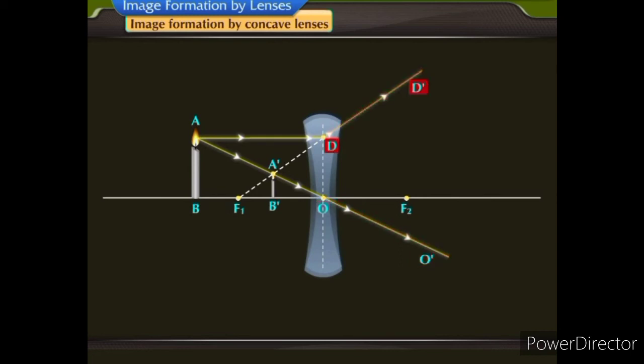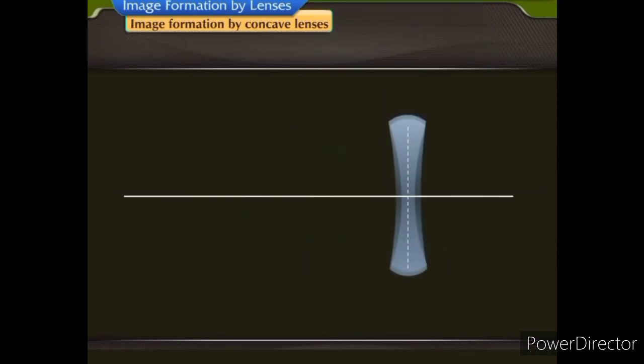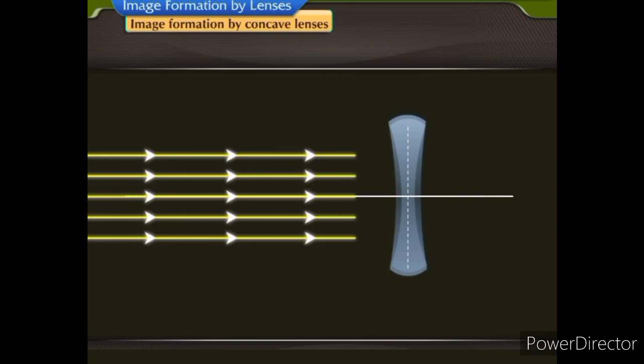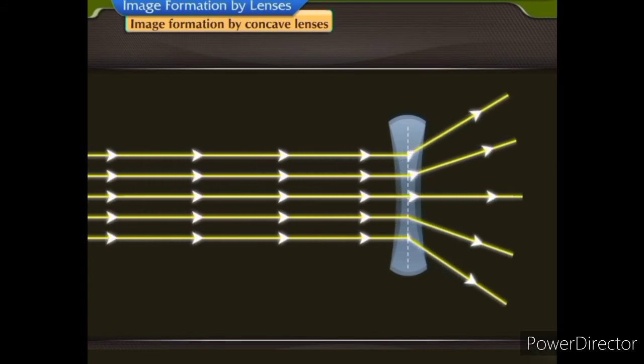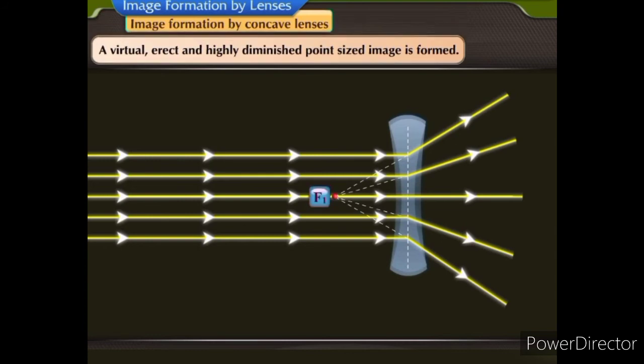The two rays DD dash and OO dash do not actually meet at a point, but appear to meet at a point A dash, which is the virtual image of the point A. Hence, A dash B dash is the virtual image of the object AB, which is erect and diminished. If the object is placed at infinity, the rays coming from the object are such that they are parallel to the principal axis of the concave lens. The rays appear to diverge from the focus F1. Thus, a virtual, erect, and highly diminished point size image is formed.